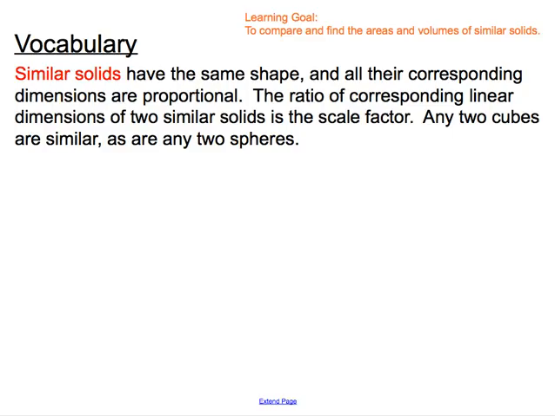Similar solids have the same shape and all their corresponding dimensions are proportional. The ratio of corresponding linear dimensions of two similar solids is the scale factor. Any two cubes are similar, as are any two spheres. So let's take a look at our first question.